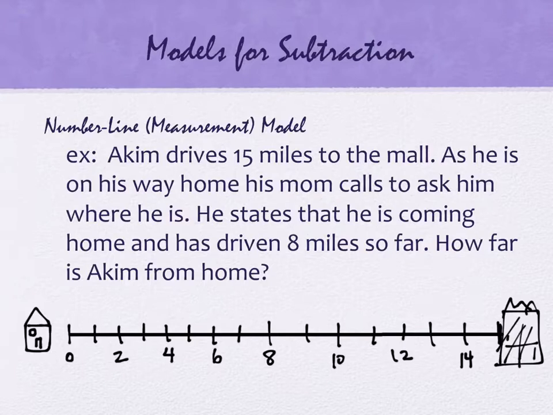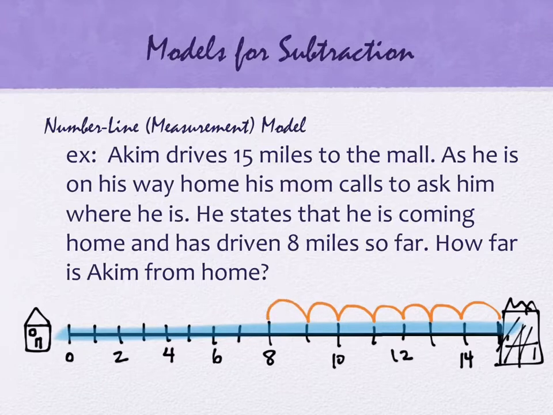Akeem's mom called. He's gone all the way to the mall, so he's done this distance already once. And now he's going back towards home. And how far has he gone in his trek back towards home? 8. And as I go 8, I'm going to count them. Here's 1, 2, 3, 4, 5, 6, 7, 8. So this is where he is when mom calls.